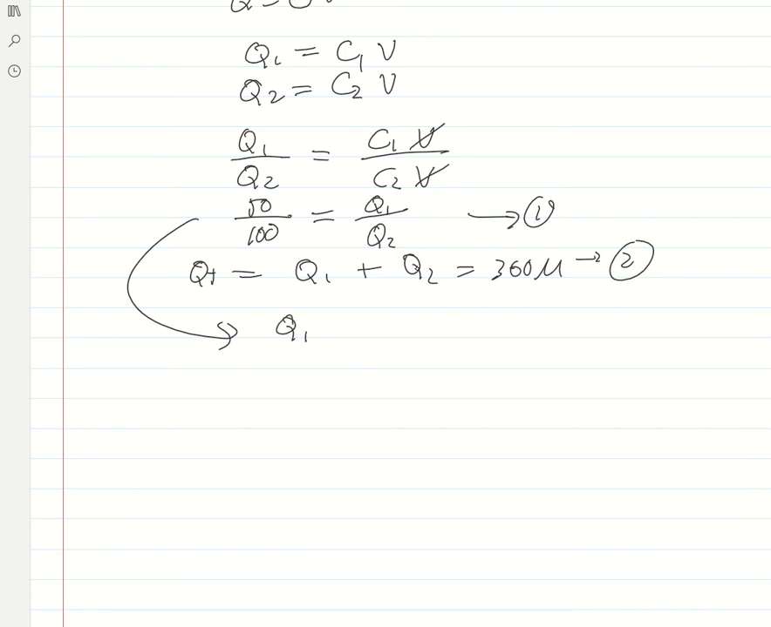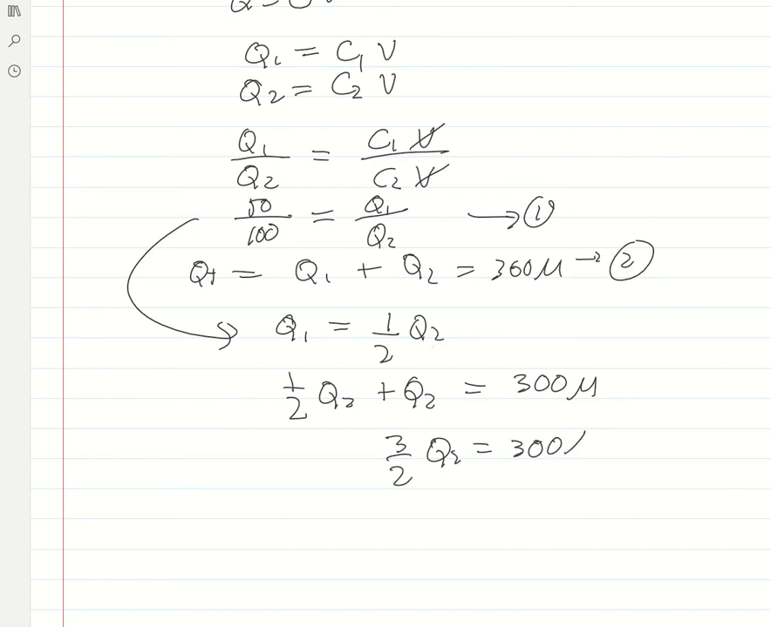So Q1 will be equal to 50 over 100, and that's 1/2 times Q2. And you can equate this to the second equation. So this will be 1/2 Q2, that's the Q1, plus Q2, and this should be equal to 300 micro. Then we add that 1/2 plus 1, which is equal to 3 halves. So this will be 3 halves Q2 equals 300 micro.